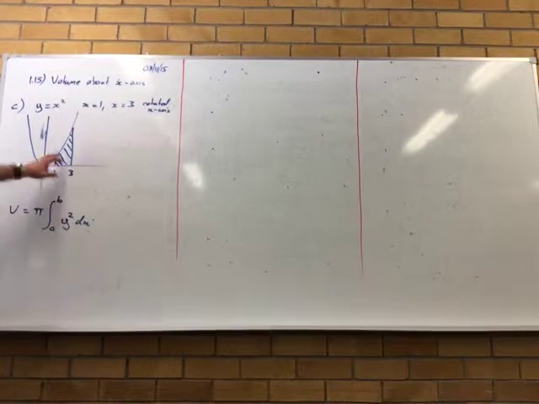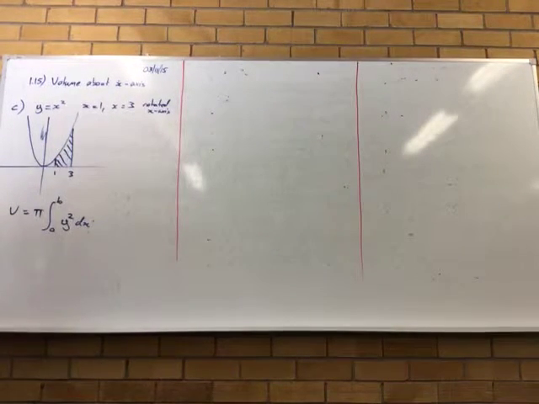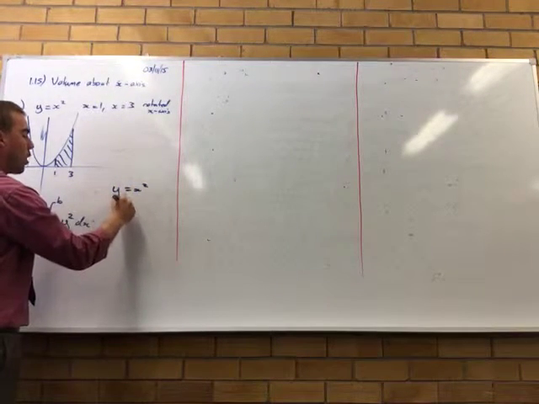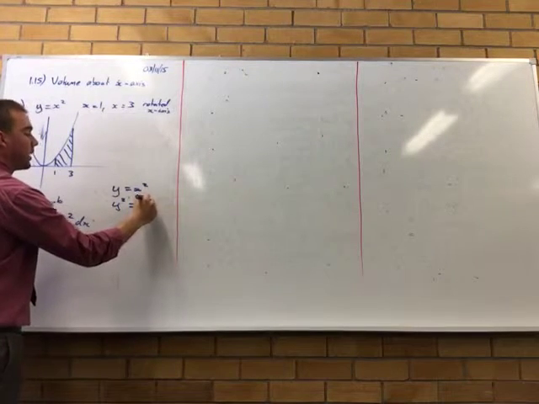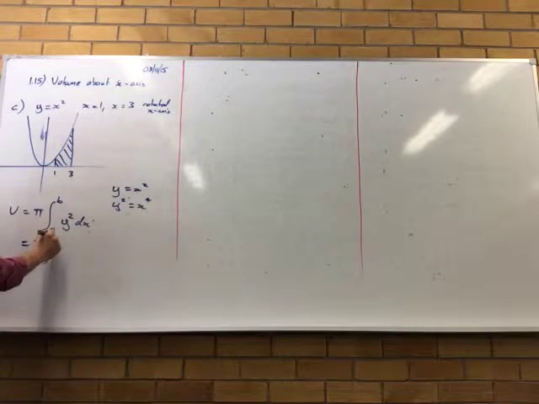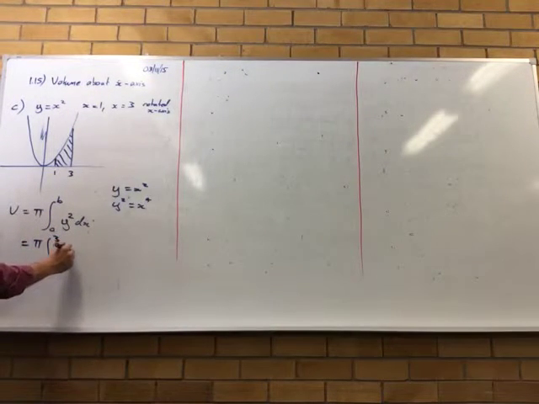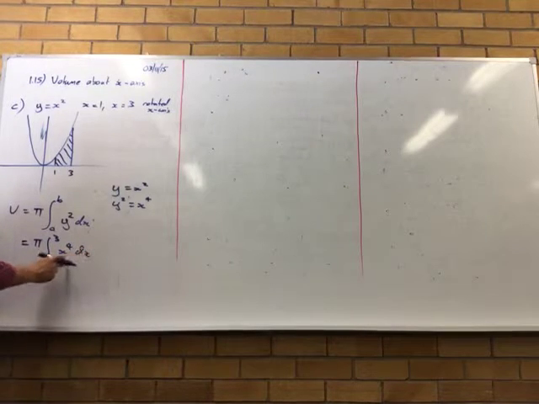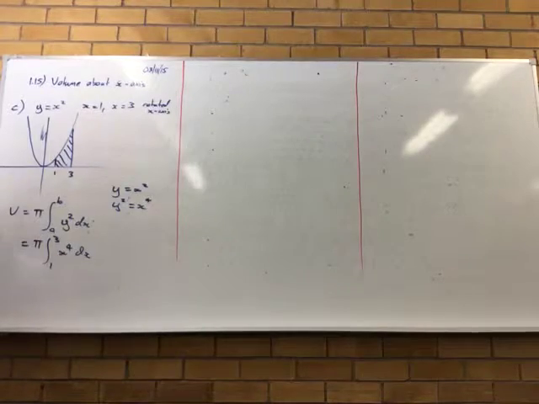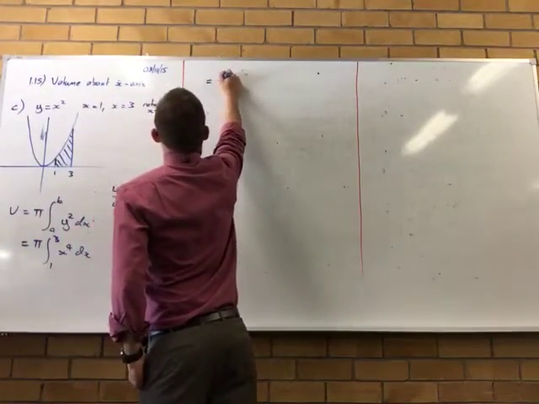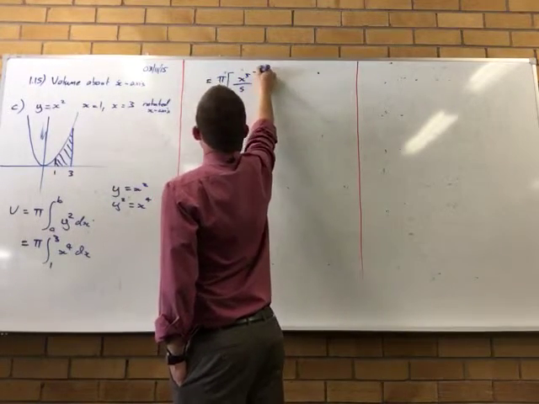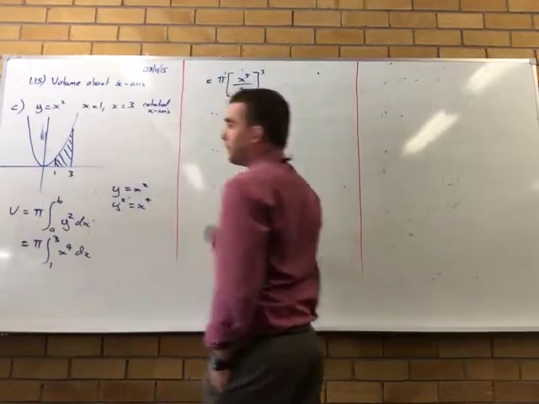When you find volume about the x-axis, you need y squared as the subject. So y equals x squared, therefore y squared is going to be x squared squared, which is x to the power 4. You are integrating with x's, but you need to have y squared as the subject. So pi at the front, and x to the 5 over 5 from 1 to 3.